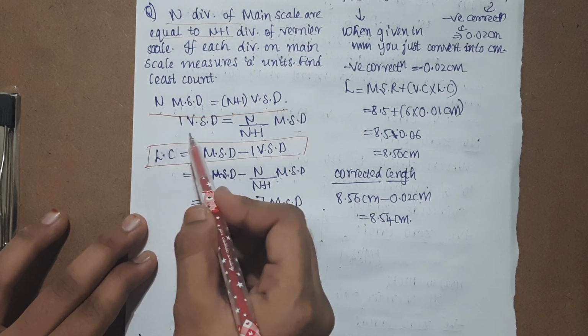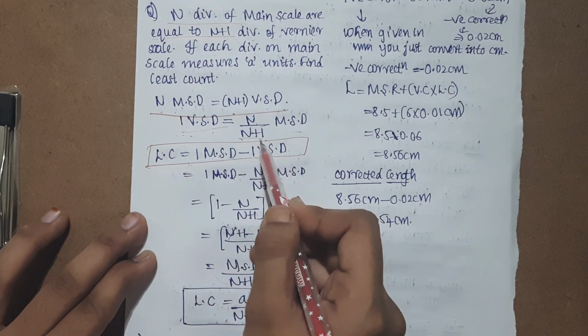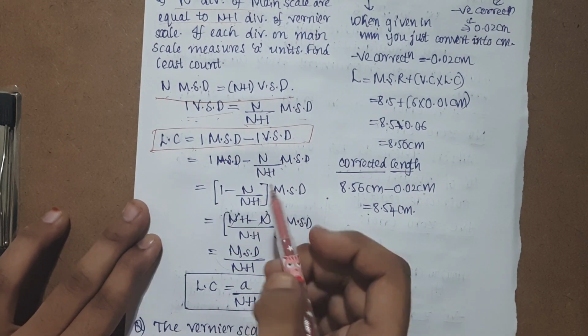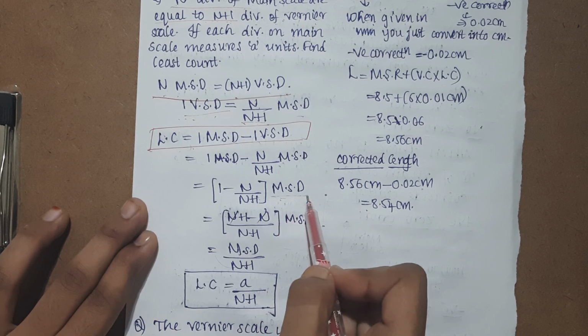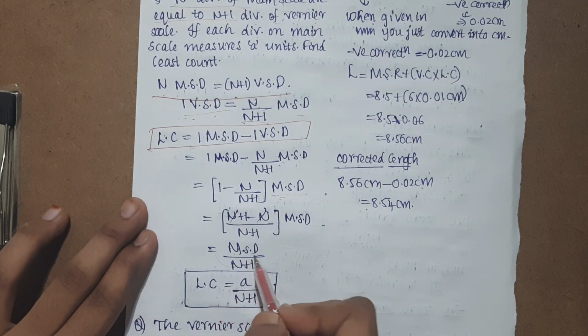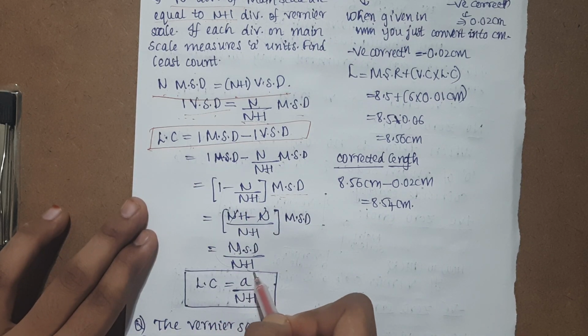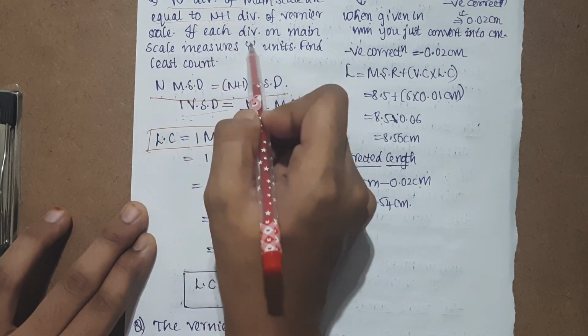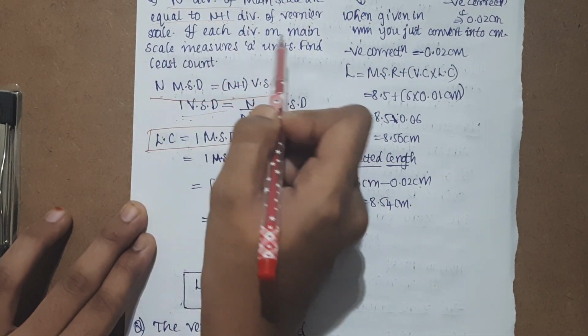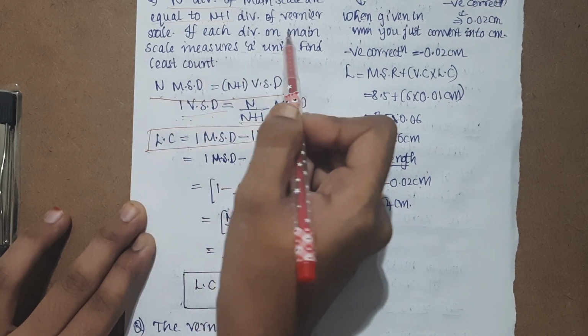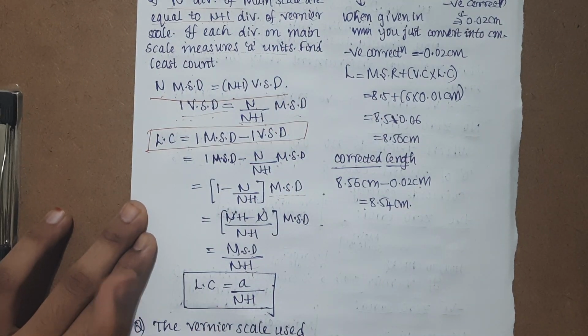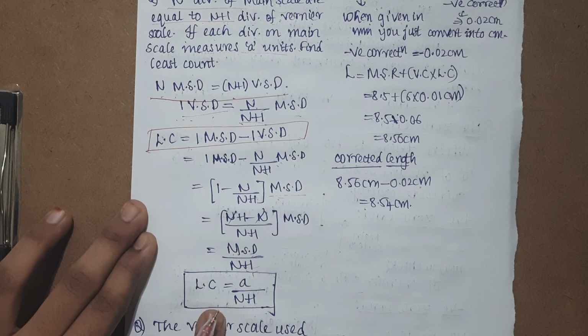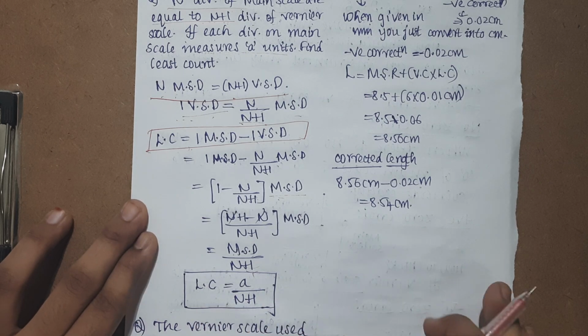So by substituting, 1 Vernier scale division is equal to n by n plus 1 MSD, and by taking MSD as common, we get least count is equal to MSD by n plus 1. But here they have mentioned that each division on the main scale measures a units, that means 1 MSD is equal to a units, so least count is equal to a by n plus 1.